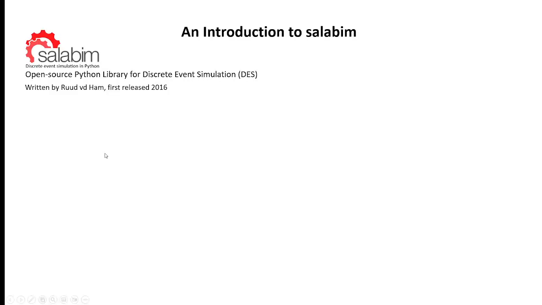Hello everybody. I would like to introduce you to Salabim, an open source Python library for discrete event simulation, written by Ruud van der Ham. If you are like me, an engineer looking for a tool to be able to model things that are happening at the same time, and you don't want to use spreadsheets because it's too complicated, then this might be the solution for you.